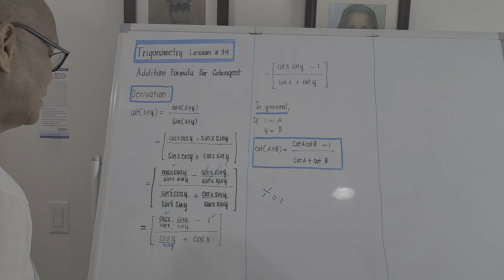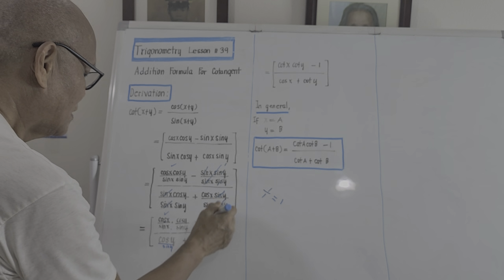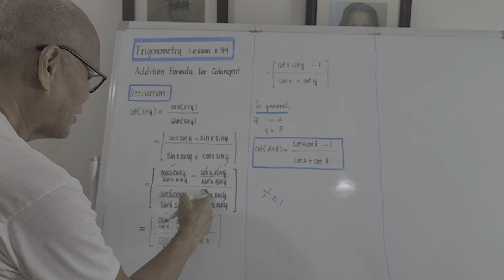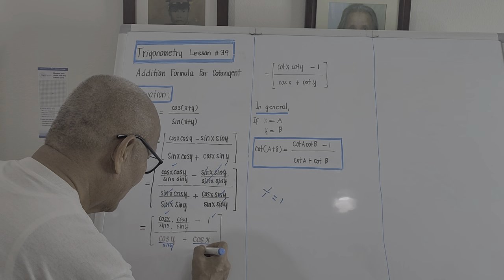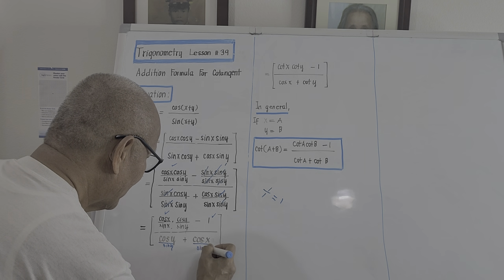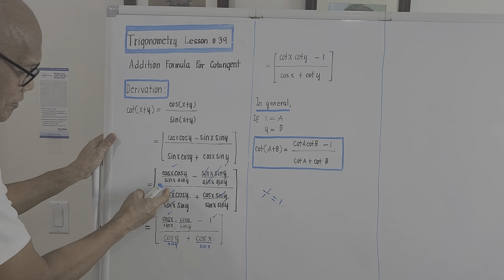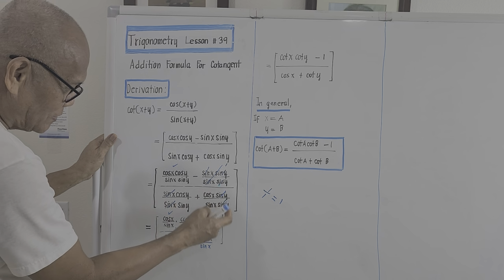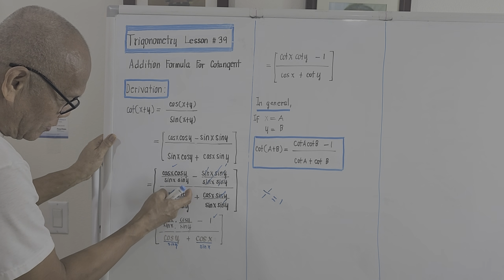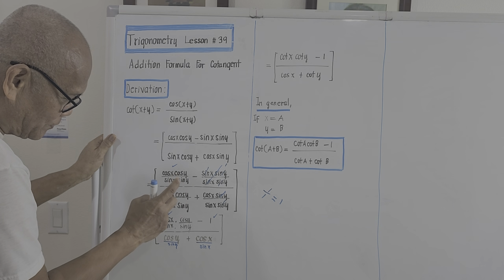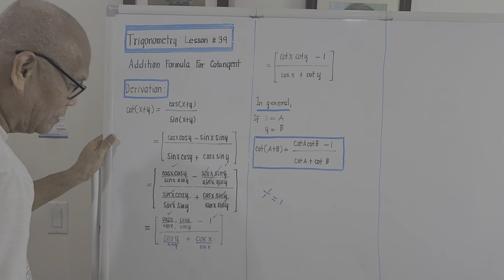For the second one, sine y cancels. So what will remain will be cosine x over sine x. This should be all over sine x. Only sine x cancels here, only sine y cancels here, but what remains for the first one will be the cosine y and sine y of the first angle, and cosine x and sine x of the second angle.